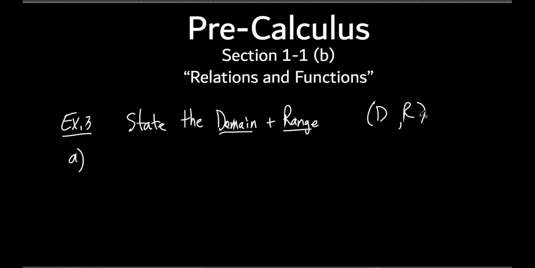So when you think of domain, you're thinking of going along the x-axis. When you think of the range, you think of going on the y-axis. It works out perfectly because D is before R and X is before Y. It goes in alphabetical order, so you know which one it is. You shouldn't be confused on that.